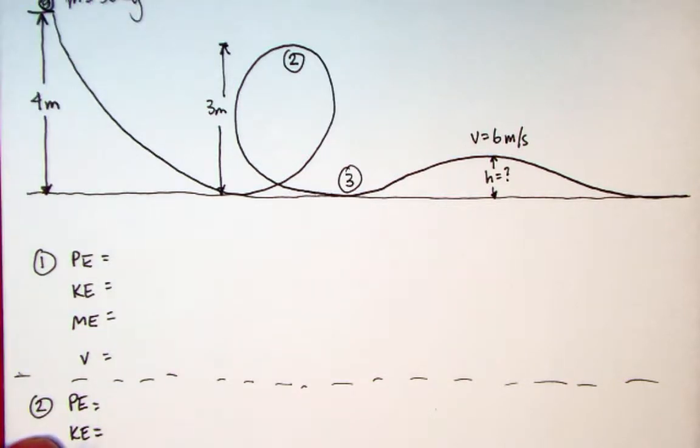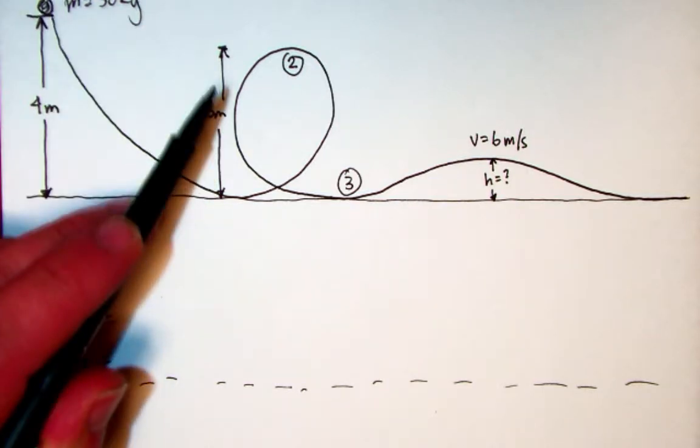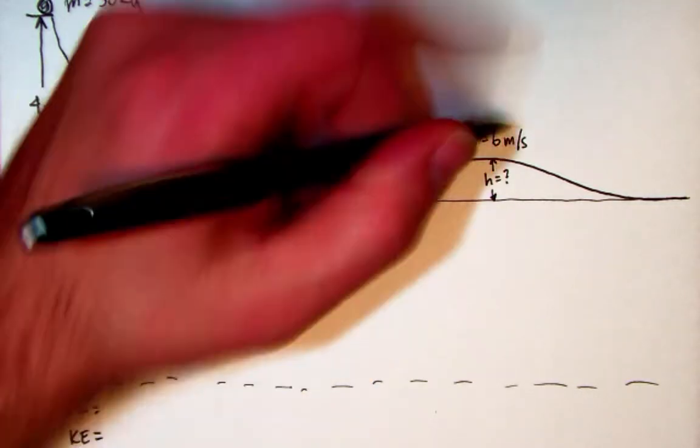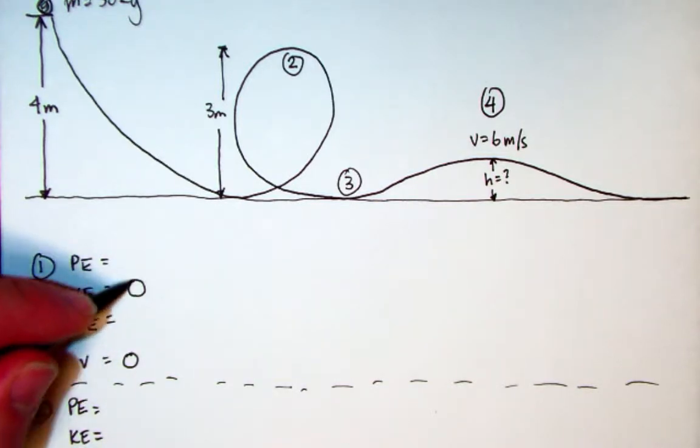All right, and there are 4 different situations we want to pay attention to. We have position 1, we have position 2 at the top of the loop, position 3 at the bottom of the hill, and then position 4 up here at the top of the little hill. And for each of those situations, we're going to find the potential energy, the kinetic energy, and the total mechanical energy, and either the velocity or the height. So for the first position, the object is 4 meters high, and it's not moving. So first of all, since it's not moving, we know that its velocity is 0. And if its velocity is 0, the kinetic energy is also 0.